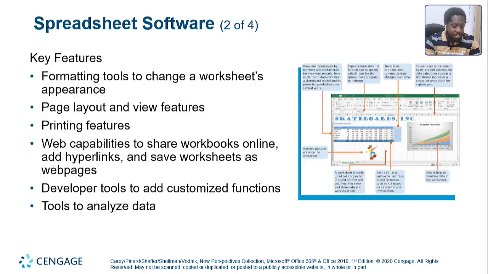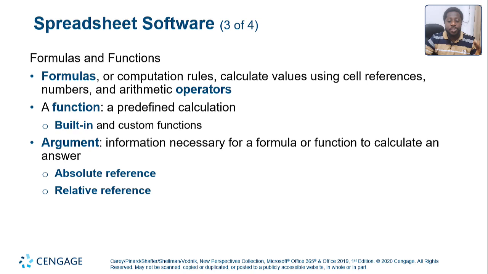Right. What are some of the key features we expect from a spreadsheet? Well, we should be able to perform some formatting as we do in a word processor, but of course it could be quite different in a lot of ways. Page layout and view features, printing features, web capabilities to share workbooks online, developer tools to add customized functions, and tools to analyze data. All of these things are key features of generic spreadsheet software. They should also offer us the opportunity to manipulate figures by way of formulas, introducing functions, and also allow us to perform some arguments.